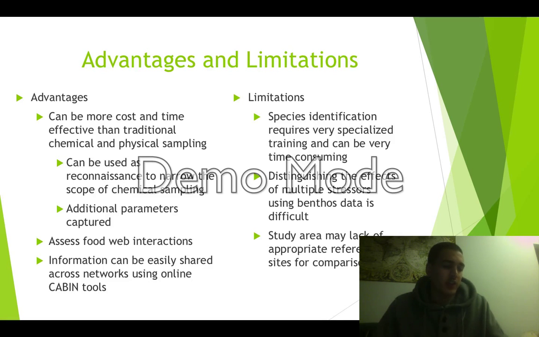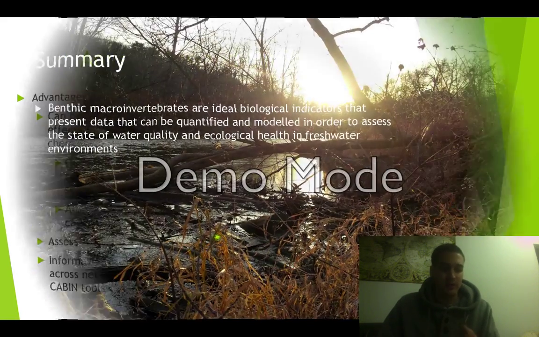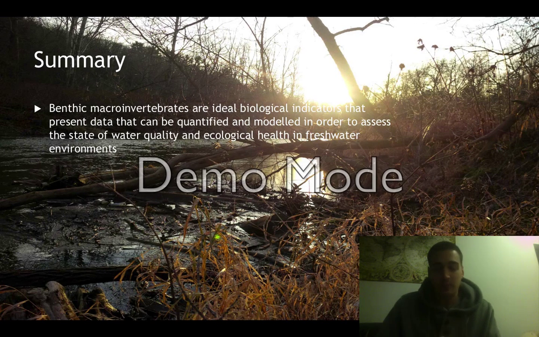However, utilizing benthos data does have some limitations. For one, some metrics or protocols require taxonomic identification beyond the order level, which requires very specialized training and can be very time-consuming. Secondly, it's difficult to distinguish the effects of multiple stressors using benthos data due to the web of indirect effects and interactions between ultimate causes of ecosystem degradation and immediate stressors in the community. And lastly, the reference condition approach may not be possible or ideal when there is a lack of appropriate reference sites to compare the test site to. This is common in areas that have long been settled and used by humans, such as southern Quebec.